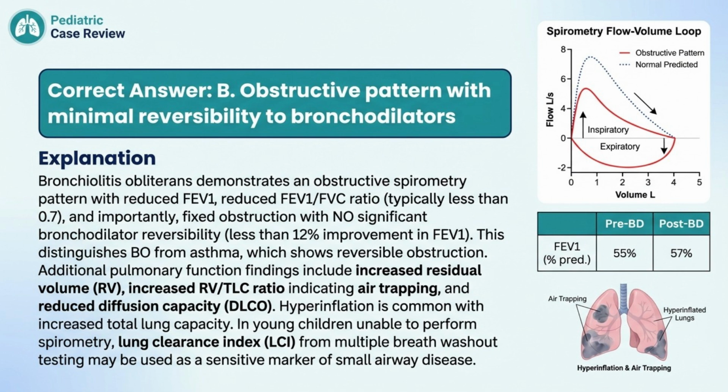The flow volume loop illustrates a classic obstructive curve. The lack of significant improvement after albuterol, typically less than 12%, confirms that the airway obstruction is fixed. This physiological finding is crucial for distinguishing post-infectious bronchiolitis obliterans from asthma, which features reversible airway narrowing.